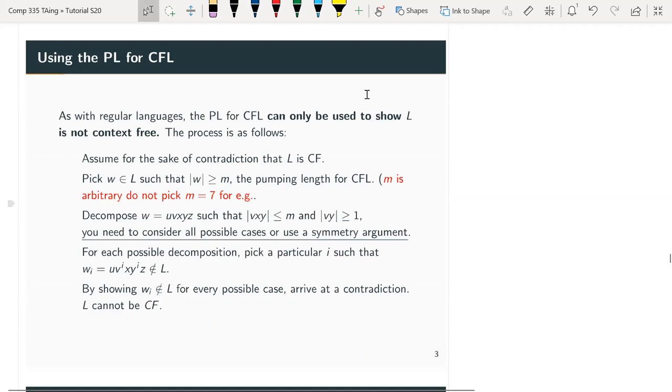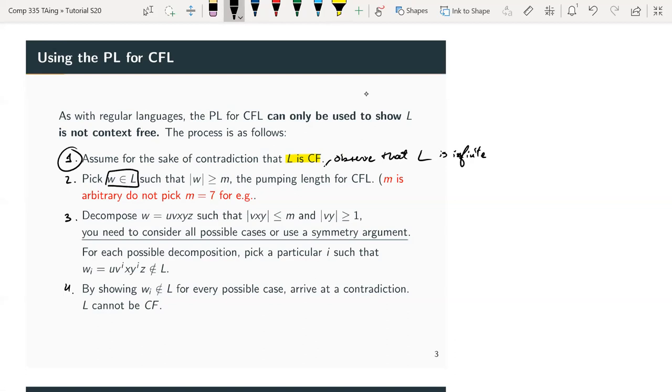So how do we use the pumping lemma to show that a language L is not context-free? Well, it's a very similar process to what you did with regular languages. The first thing you're going to do is assume, for the sake of contradiction, that the language L, which you're trying to show is not context-free, is context-free. So you suppose that L is context-free, and you observe that L is infinite. That means you can apply the pumping lemma for context-free languages. Now you pick a particular w in L such that the length of w is at least m, where we assume m is the pumping length for context-free languages.